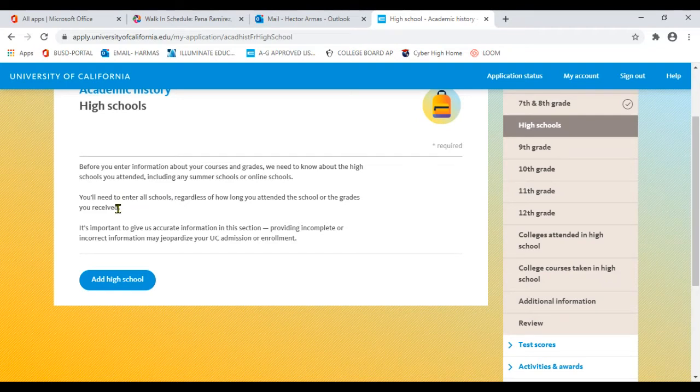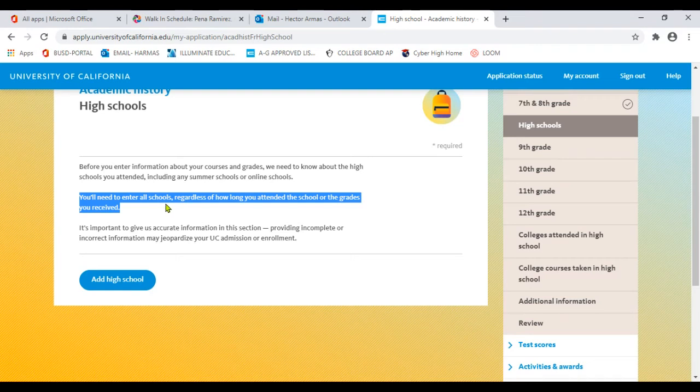So now here it says we're going to be providing the academic history while you were in high school. You're going to need to enter all the schools, regardless of how long you attended the school or the grades you received. It is important to give accurate information in this section. Providing incomplete or incorrect information may jeopardize your UC admissions enrollment. Again, going back to that point that I made, this is a legal document where you're saying that all this information is accurate. So again, if you have any questions, please reach out to us and we'll help you.